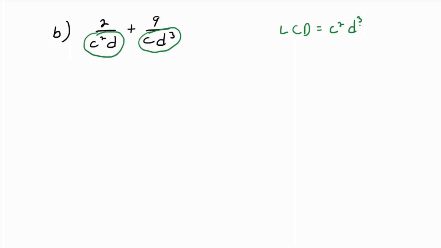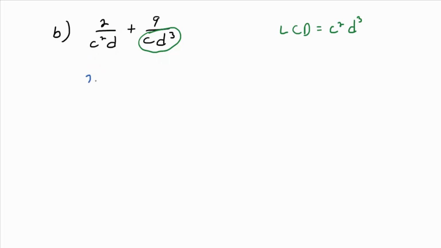I'll say it again. The LCD of the denominators is the polynomial of smallest degree that contains every factor of both denominators. So your LCD has to contain c squared d. Your LCD has to contain c d cubed. Let me say that again. Your LCD has to contain this denominator as a factor. Your LCD has to contain this denominator as a factor. It does, right?